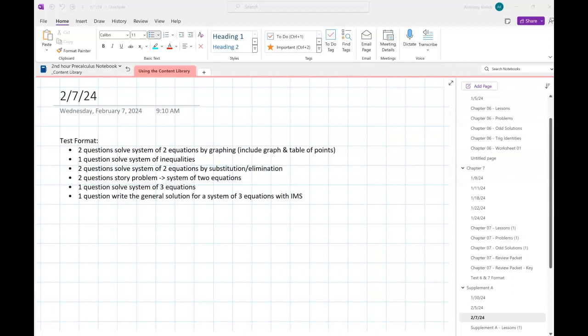All right, so the test format: you have 2 questions where I ask you to solve a system of 2 equations by graphing. I'd ask that you include your graph and a table of points that you use to graph the 2 equations, as well as the solution. Yes, Reese? Would that be like the one that you did on the homework quiz? Yep, except I'd ask for a table of points in addition to just the sketch from your calculator.